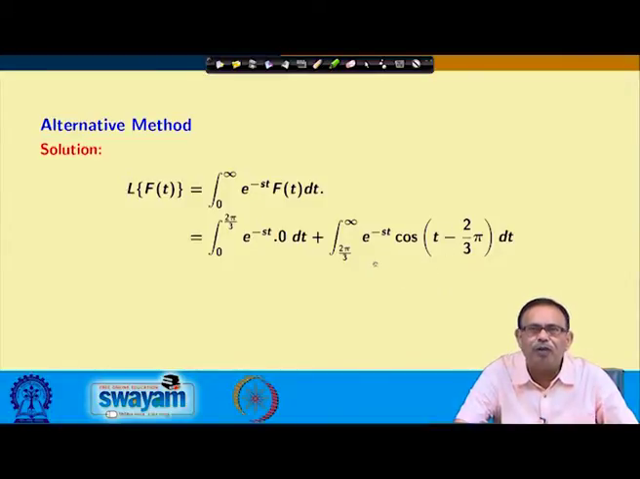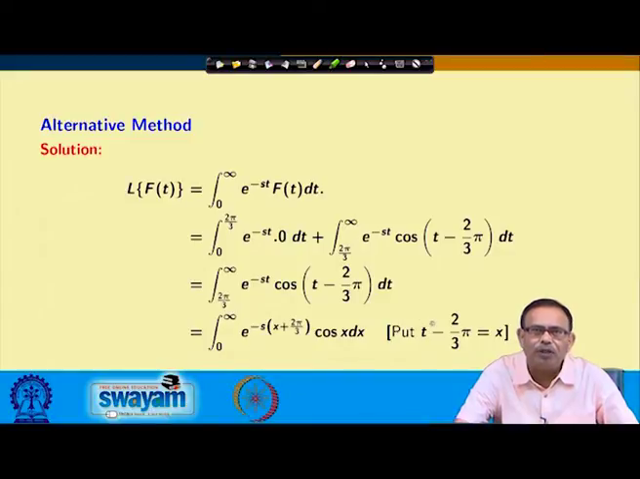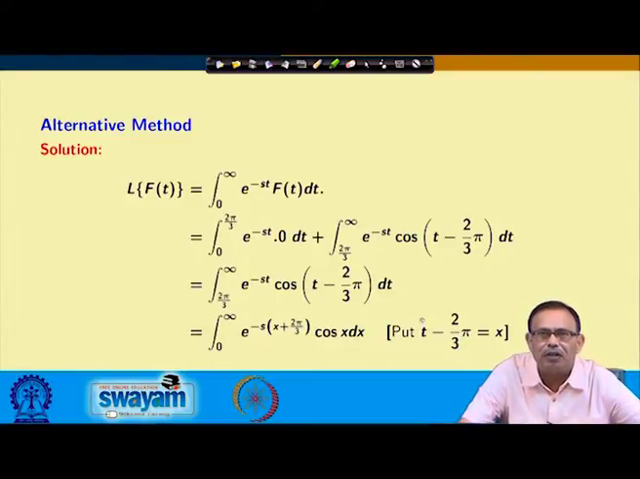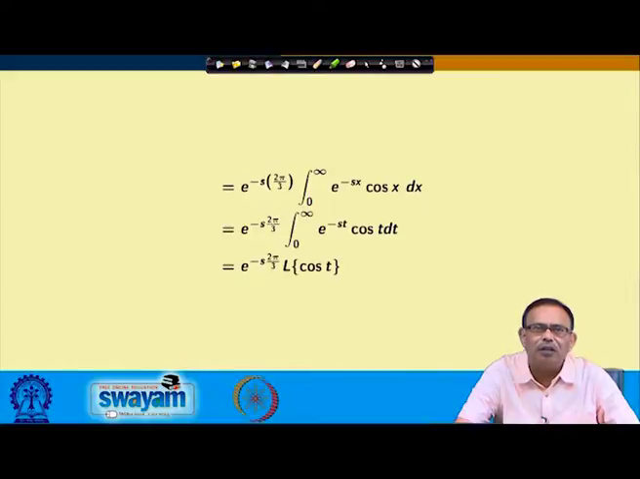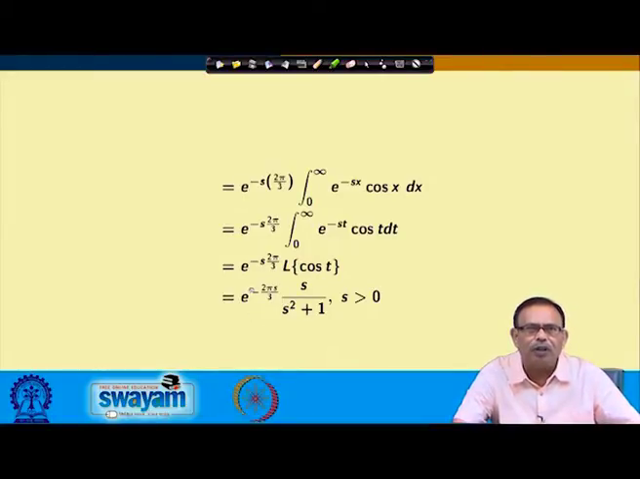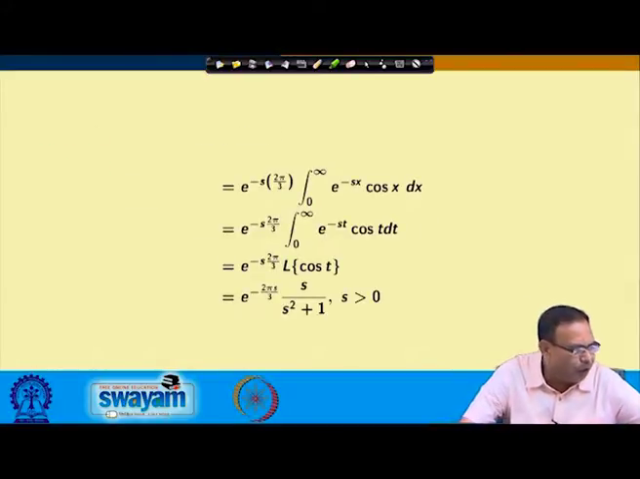But here you have to evaluate this particular integral, e power minus s t cos of t minus 2 pi by 3, and we substitute t minus 2 pi by 3 equals u. After evaluating the integral you come to the Laplace transform of cos t. So if I know the property earlier, then by knowing the Laplace transform of cos t, I can directly tell the Laplace transform of this function, and I do not have to evaluate the integral.